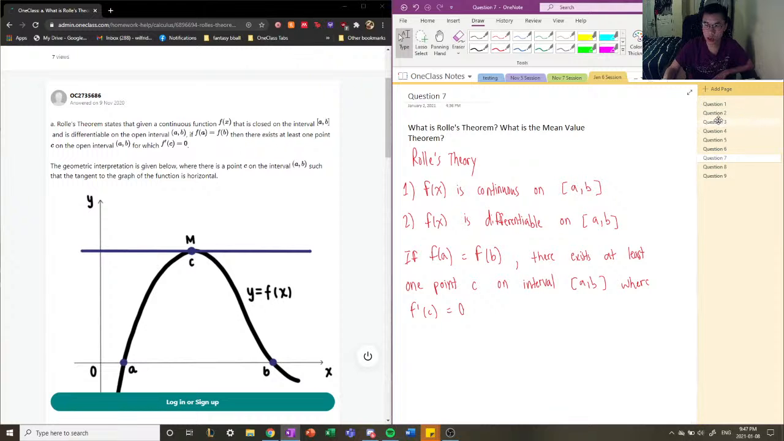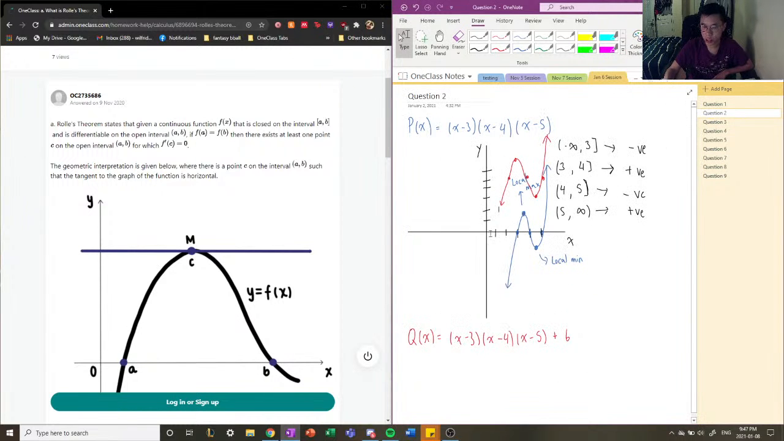Looking back at our previous example, here is a good example of a continuous function that is also differentiable. If we were to set our interval from 3 to 4, f of 3 and f of 4 are the same. Since this function is always continuous and always differentiable on this interval, we notice there is one point, the local max, where its derivative is equal to 0.